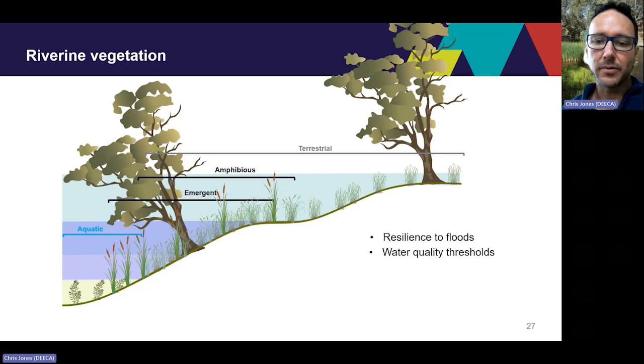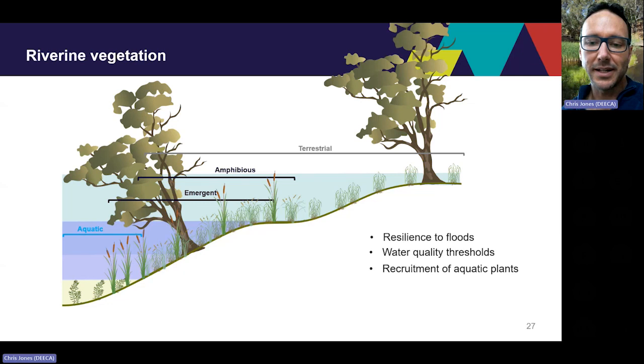Likewise, with water quality, we understand a fair bit in relation to turbidity, but we don't know the thresholds for different water quality issues for aquatic plants in particular. Turbidity, salinity, these sorts of factors. So we're not sure exactly what our limiting factors are. We also have recruitment of aquatic plants, which is a very tricky one. We know that we can maintain aquatic plants that exist, but getting recruitment of plants is quite tricky because they don't reproduce from seed very often.